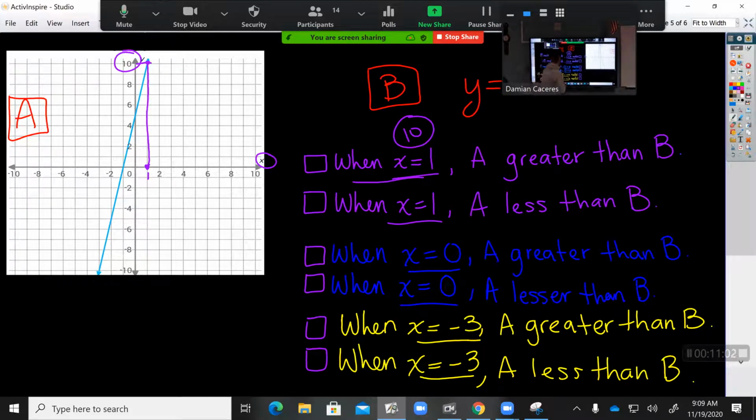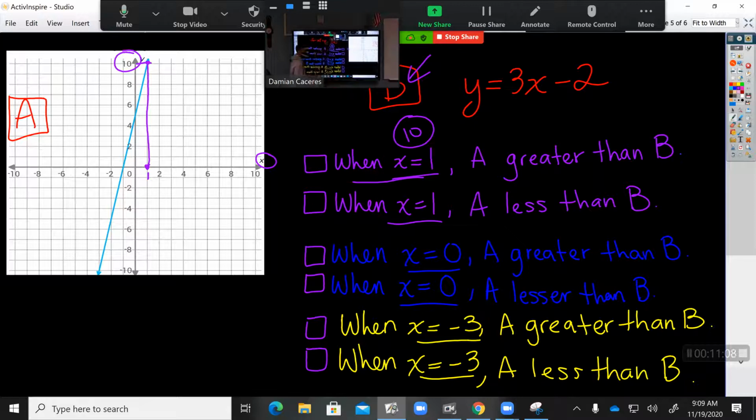You with me? Now, that same question for function B is done differently because in function B, they give you the equation. When they give you the equation, it's pretty easy. All you have to do is replace the number into the equation for x. So that would be 3 times 1, which is 3, minus 2 would be positive 1.